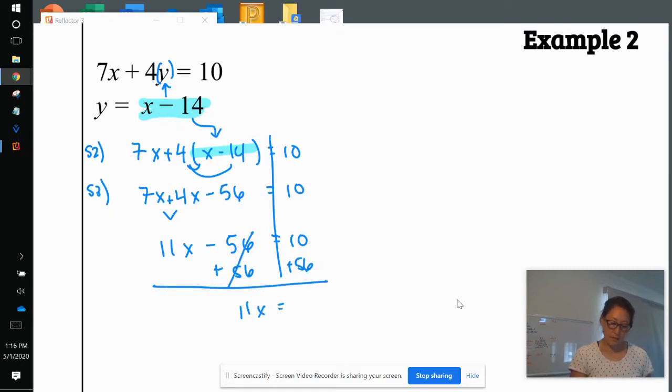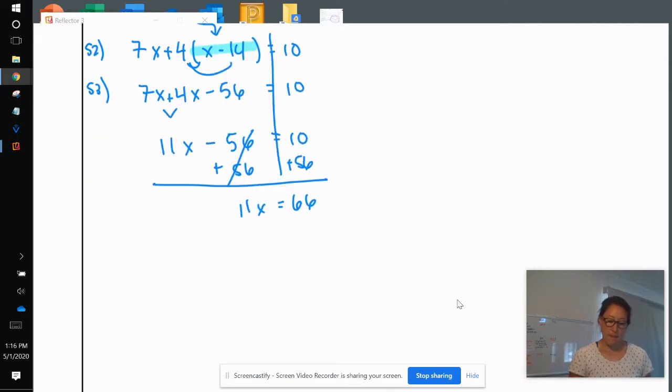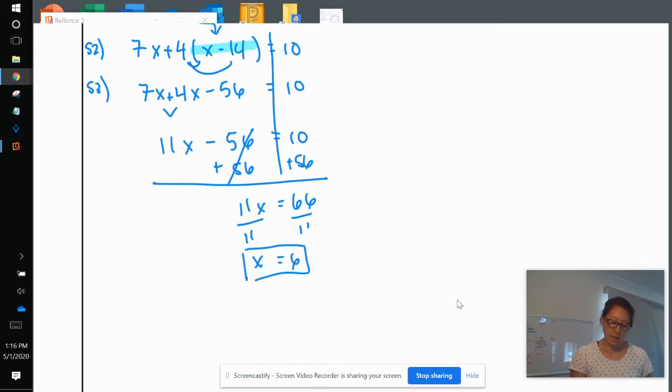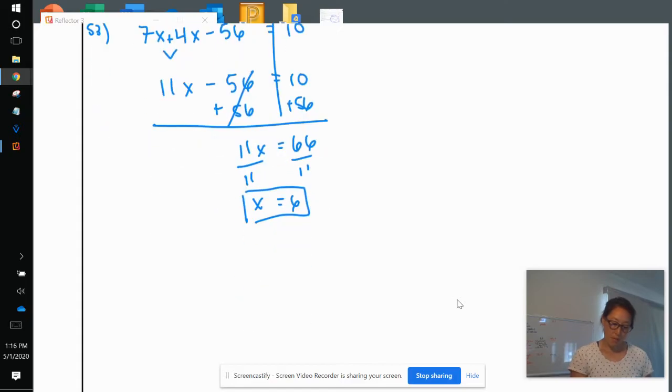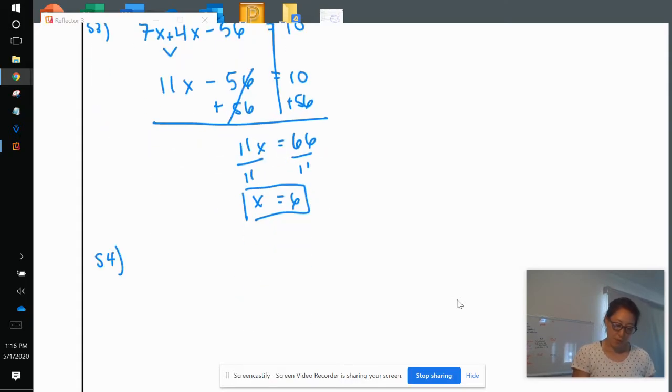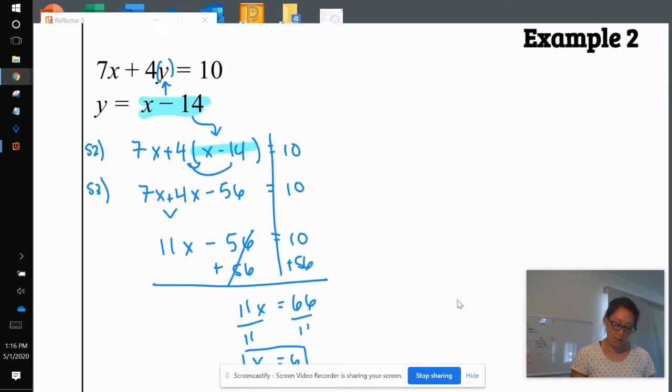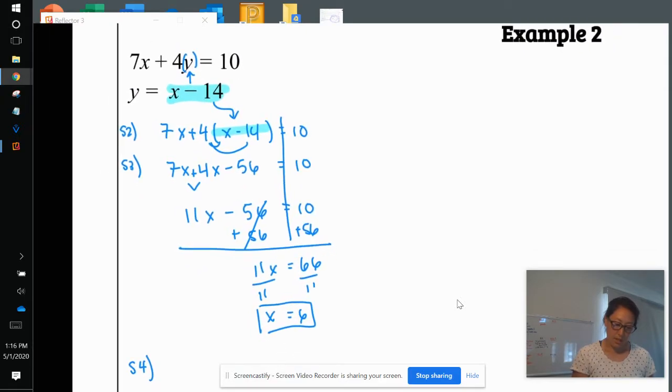11x is equal to 66. Showing my work, I'm going to divide 11 by both sides, and I get x is equal to 6. I'm going to save this for step number 4. Step 4 is I need to take one of the original equations.